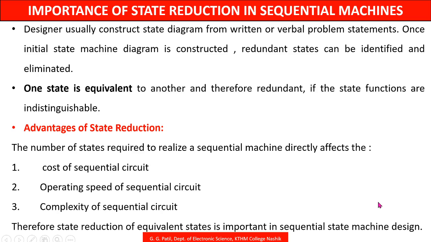If the number of states is more, then to implement such a large number of state sequential machine, it requires more components. So the circuit cost increases as the number of components increases. Since the number of components is more, each component has a certain propagation delay. So the speed of the sequential circuit gets affected. It reduces with an increase in the number of components, and the circuit complexity also increases.